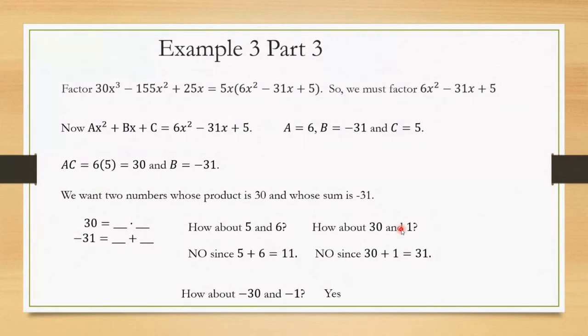What about 30 and 1? Well, the product is 30. The sum is 31, though. But we don't want that. We want negative 31. So what's going to work? Negative 30 and negative 1. The product is 30 by our sign rules. The sum is negative 31.